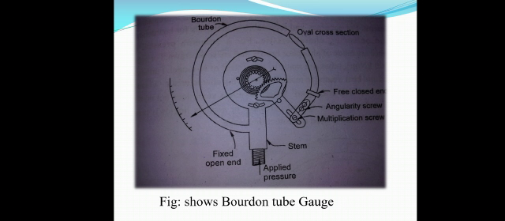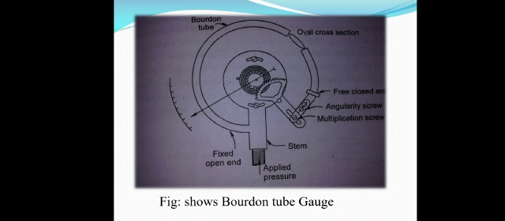Inside the Bourdon tube gauge, there is a rotational scale in terms of a rotational helical spring, and the pointer is attached through a rack and pinion arrangement. This is the construction of the Bourdon tube gauge.